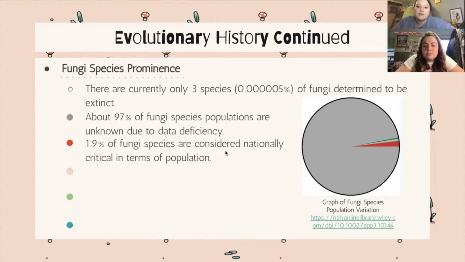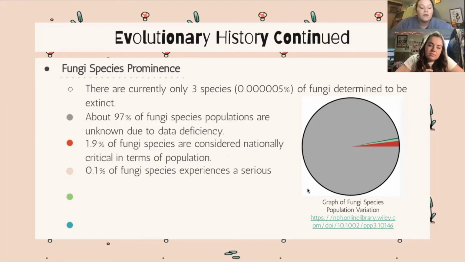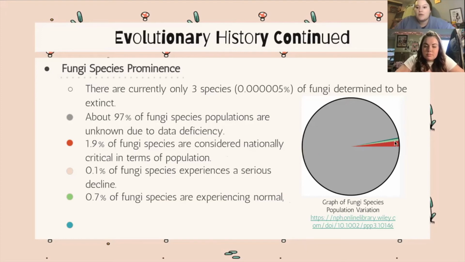1.9% of fungi species are considered nationally critical in terms of population. So slightly larger than the rest of the small spaces. 0.1% of fungi species experience a serious decline. You can't even see that one on the graph because it's such a small percent. 0.7% of fungi species are experiencing normal gradual declines, and then 0.3% of fungal species are sparsely populated, which means not found everywhere.